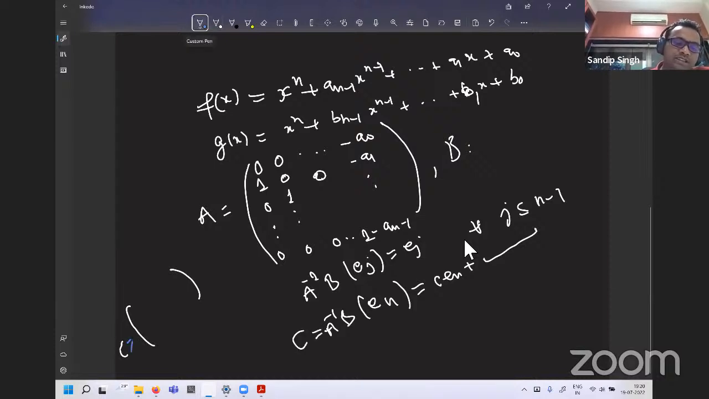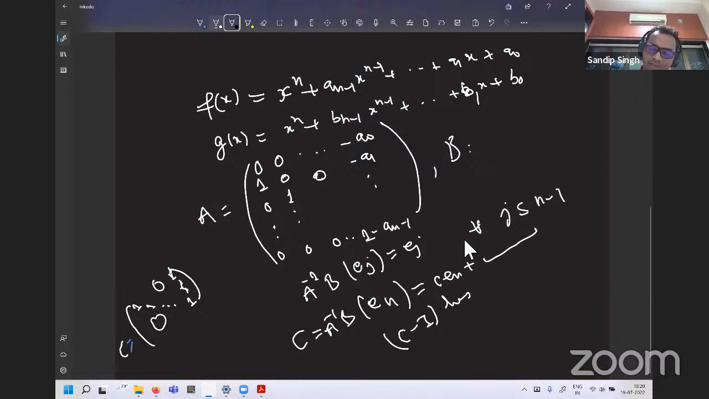is nothing but a unipotent matrix, and in the last column the other entries are 0. So basically C is a unipotent matrix for which C minus I, there it was written as A inverse B minus I, has rank 1.